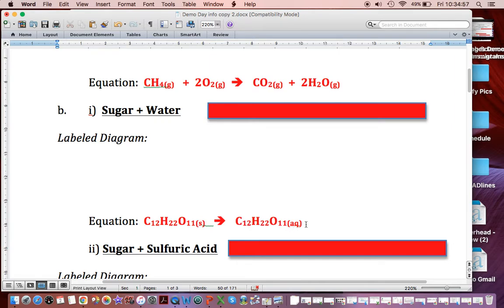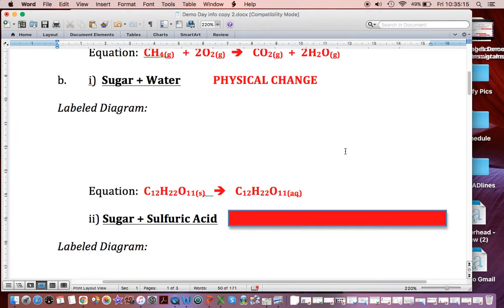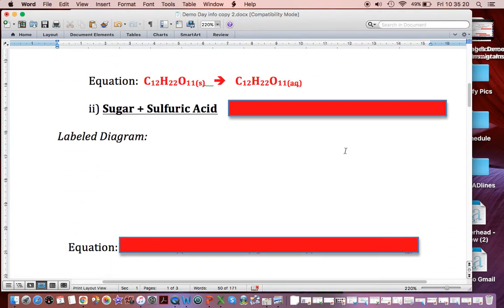When we finish, we get C12H22O11, but now it's aqueous. It's mixed with water. The formula has stayed the same, and so that's pretty good evidence that sugar and water mixing is a physical change. In fact, it's dissolving, which we know is a physical change. Not all the sugar dissolved, we had simply too much, but a lot of it will have disappeared into the water.